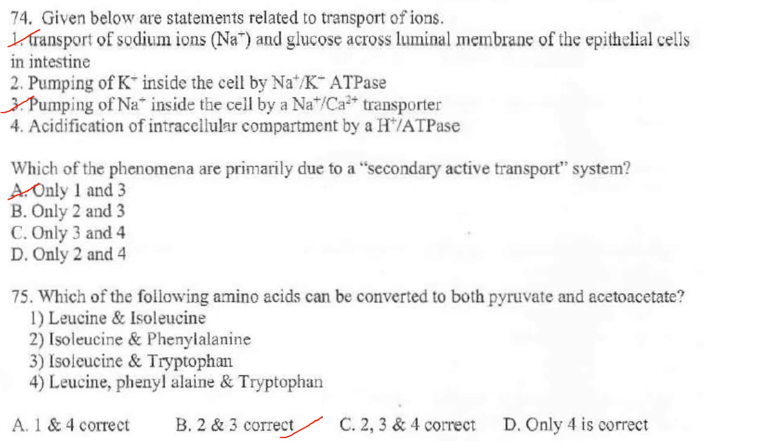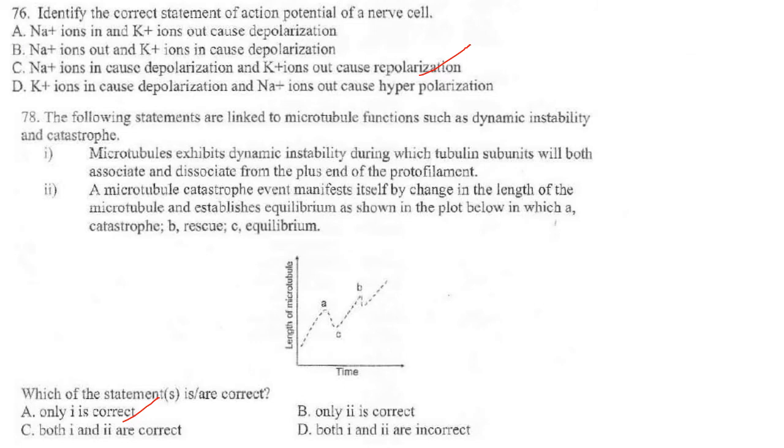Then which of the following amino acids can be converted to both pyruvate and acetoacetate? So answer is option B, that is isoleucine and phenylalanine, as well as isoleucine and tryptophan. Then next one. Identify the correct statement of action potential of nerve cell. That is option: Na positive ion in causes depolarization and K positive ions out causes repolarization. Answer is option C. Then next one.